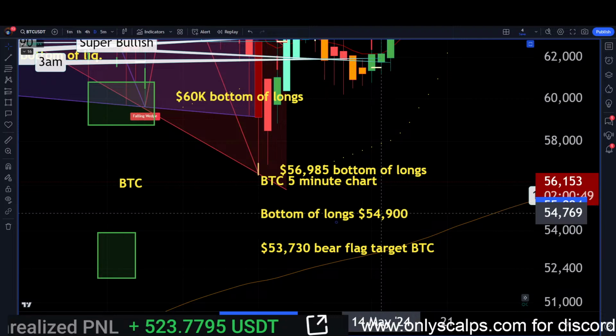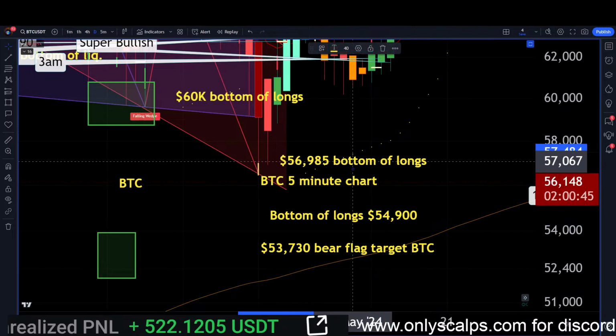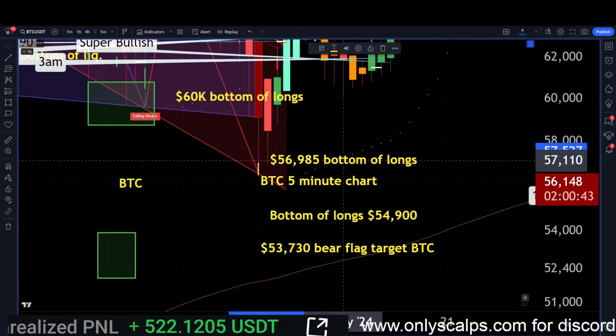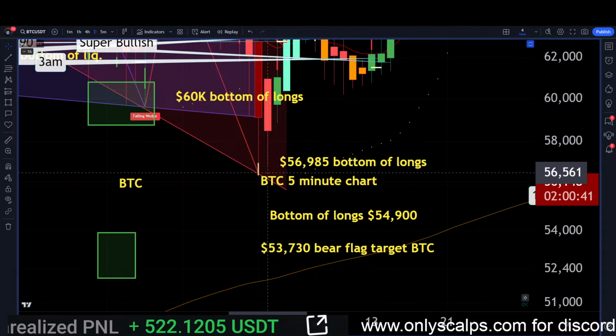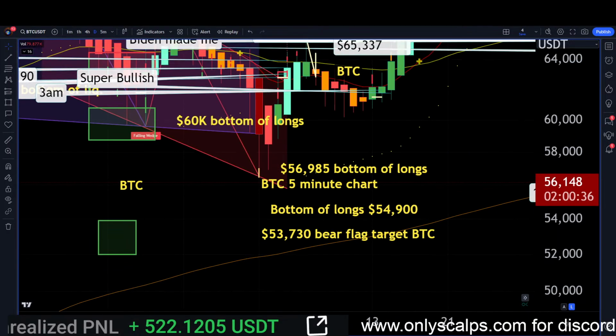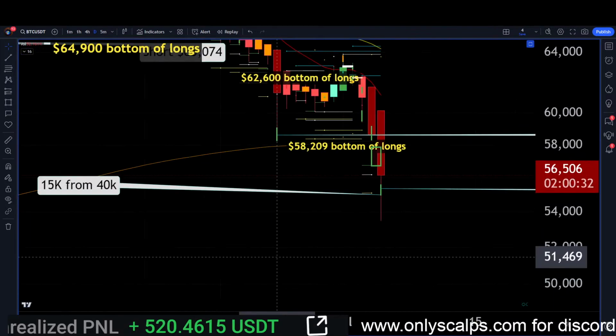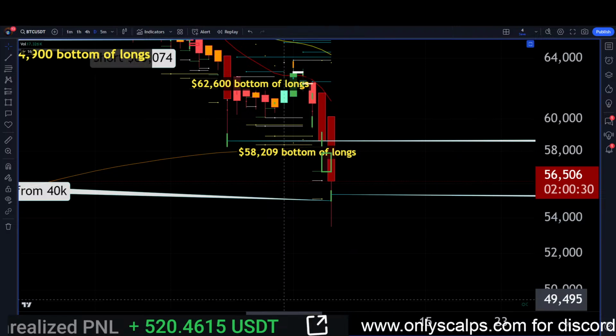We had bottoms along at 54,900. Recently, we went to 56,500. So we already hit these longs. We already knocked all these longs out at 56,985. We conquered these longs, liquidated them, and we had a big bounce. Then we came back over here. We went as low as 53,000.